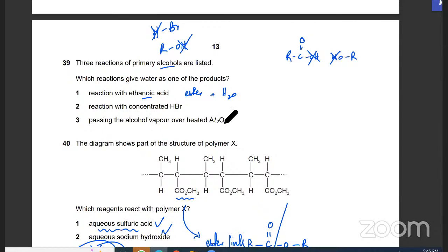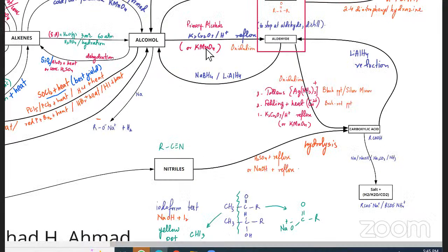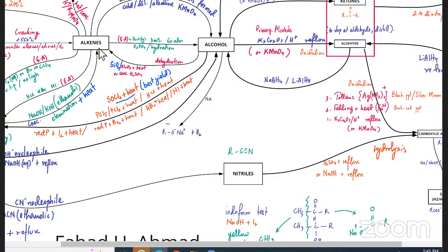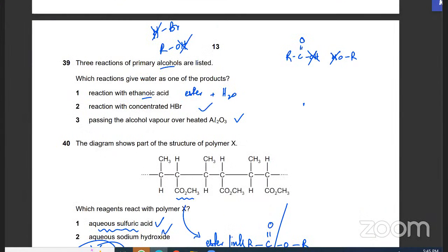This is dehydration. With Al2O3, dehydration, water is going to be produced by default. Dehydration is that the alcohol gets converted back into an alkene. So that will also produce water. In that case, if you have an alcohol, the OH will be lost and the H is lost from the neighboring carbon atom, and the double bond is formed between the molecules.